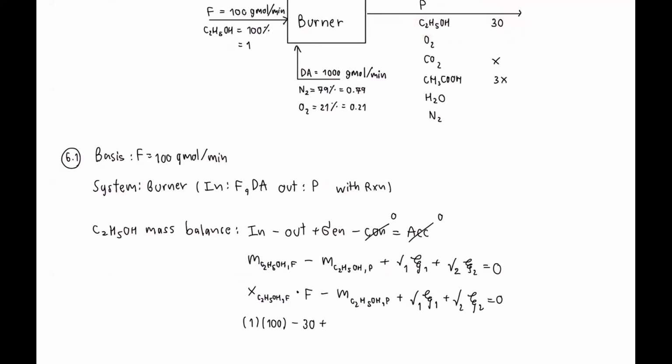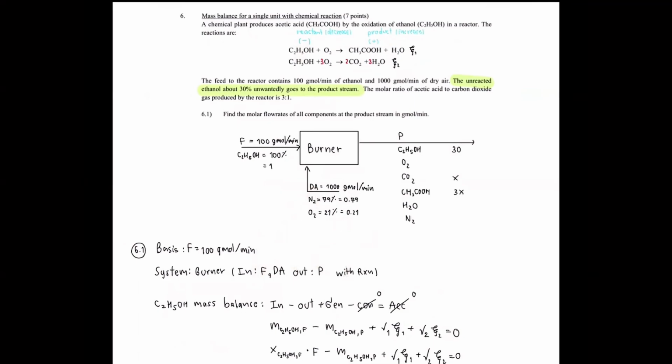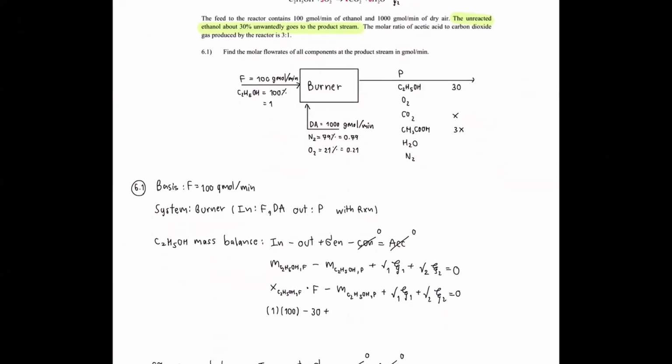Plus, the reactant is decreased, right? So it's going to be minus, and the product is increased, so it has to be plus. For nu 1, it has to be -1. And nu 2 also has to be -1. Okay, -1 and -1.